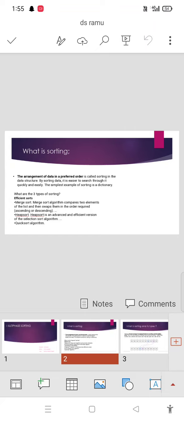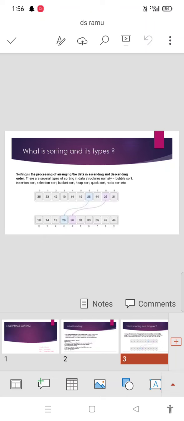What are the types of sorting? Efficient sorts: merge sort. The merge sort algorithm compares two elements of the list and then swaps them in the order required, ascending or descending. Heap sort is an advanced and efficient version of the selection sort algorithm. Quicksort algorithm.